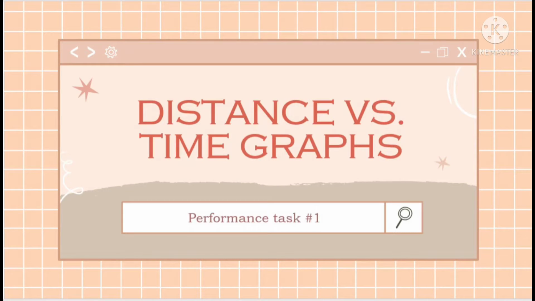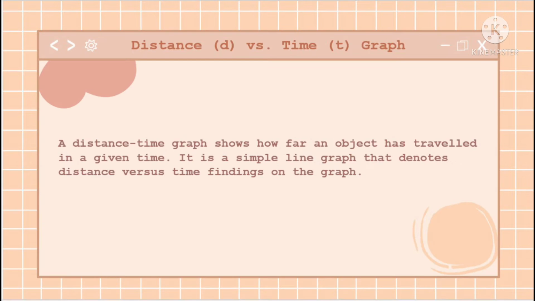Distance versus time graph. D stands for distance and T stands for time graph. A distance time graph shows how far an object has traveled in a given time. It is a simple line graph that denotes distance versus time findings on the graph.